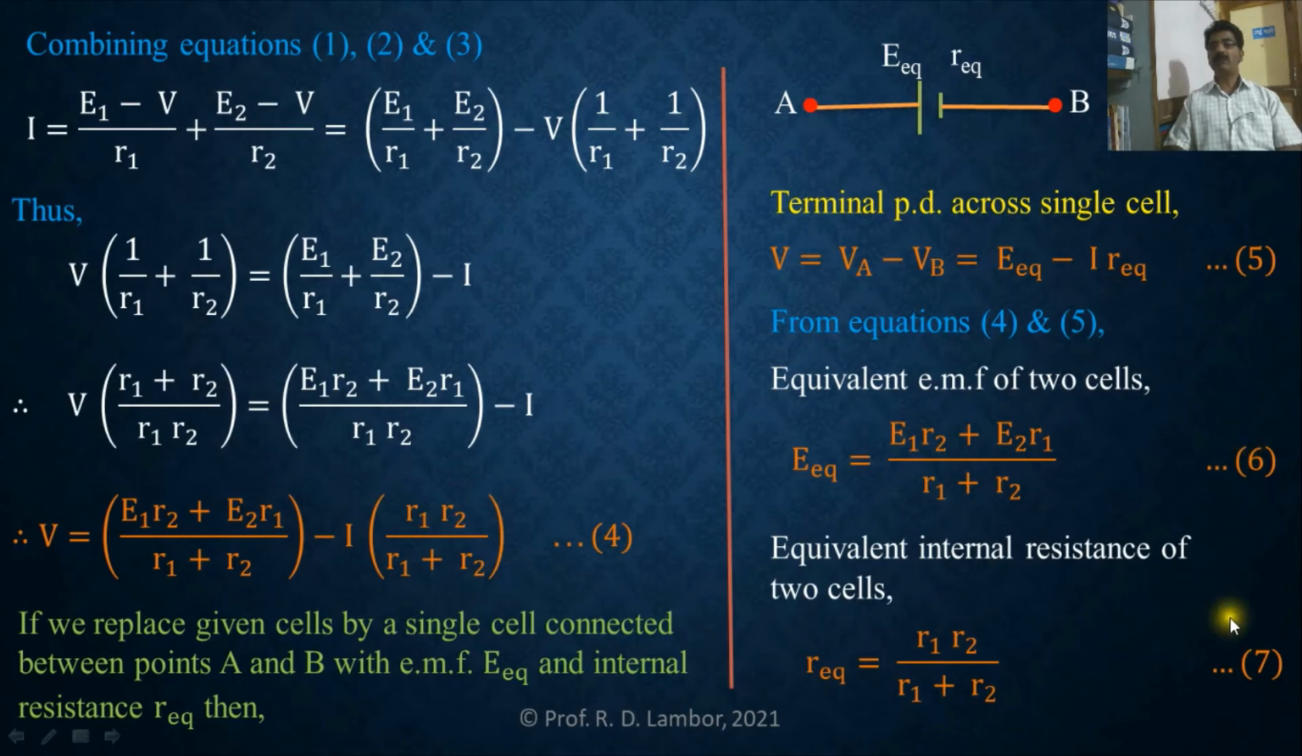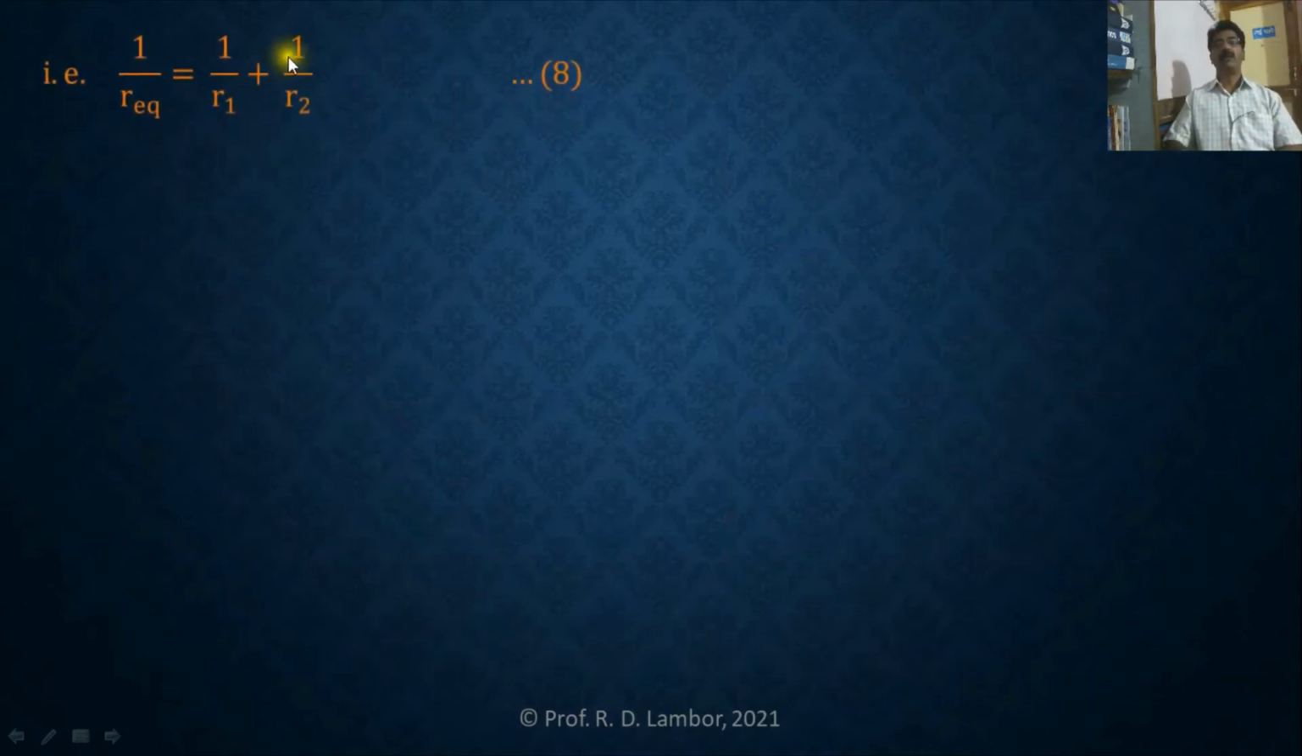This equation 6 and equation 7 you remember because we are taking the ratio of both the equations on the next slide. Before that, if we reverse this equation 7, means take the reciprocal, then I will get 1 upon R equivalent equal to R1 plus R2 divided by R1 into R2. And again, if you separate the denominator, you will get 1 upon R equivalent is equal to 1 upon R1 plus 1 upon R2. Equation 8.